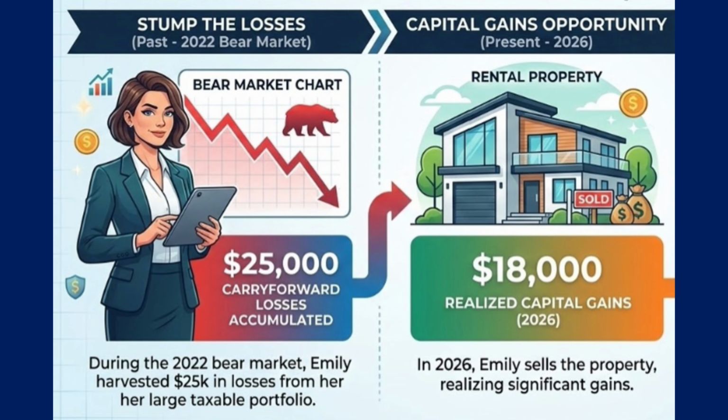Now, Emily is a real estate investor, and she has multiple rental income properties. She sells one of those properties for an $18,000 capital gain. So she's got $18,000 in capital gains from her real estate investments. She's got this $25,000 tax bank that she can carry forward into the future. And it's 2026 now.